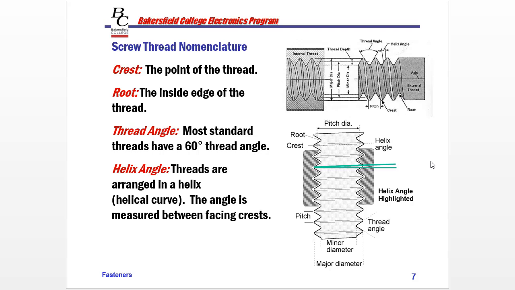The thread angle, most standard threads have a 60-degree thread angle. So that is this angle right here between the facing crests, or the sides going down into the root. That is the thread angle. The helix angle is where the threads are arranged in a helical curve, in a helix, and the angle is measured between the facing crests. So there's a slight difference from 90 degrees up from this point to this point. And that's the angle of the thread. You can kind of see it here. You can see all these are at angles. And that's the helix angle as it's twisting around the diameter of the thread or the screw or the bolt.